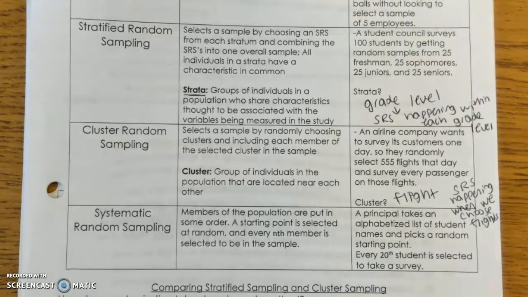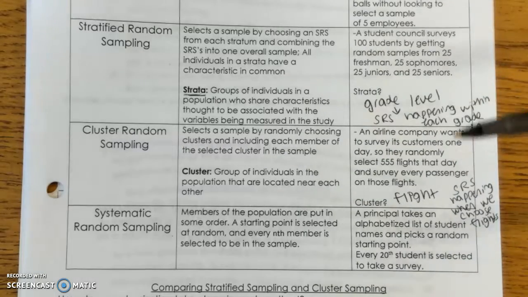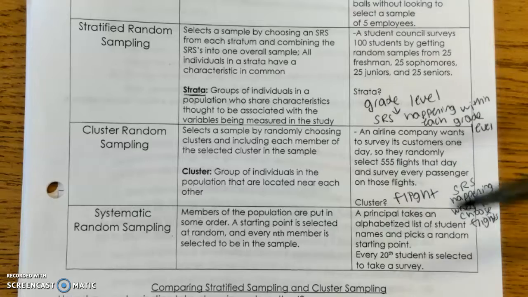All right, so what I was saying was the difference between stratified and cluster. With stratified, you're split into groups, right? But you're not surveying every freshman. You're not surveying every sophomore. With a cluster, you randomly select the cluster and survey everyone in that cluster.